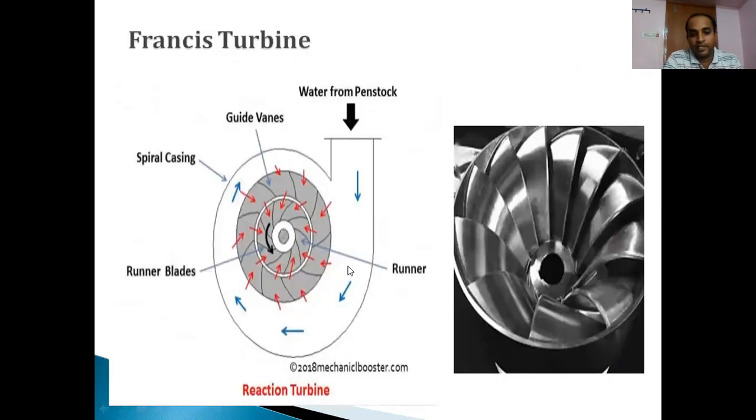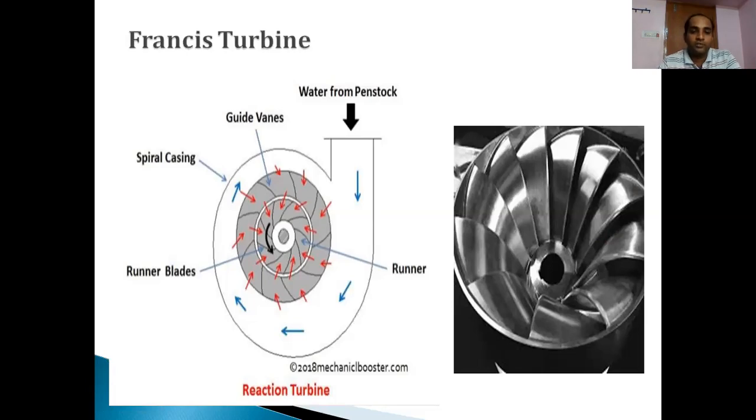Now, the Francis turbine. This Francis turbine which you are observing in the sketch, generally we use when the available water head is in the range of 50 meters to 150 meters. I repeat, when the available water head is in the range of 50 meters to 150 meters.